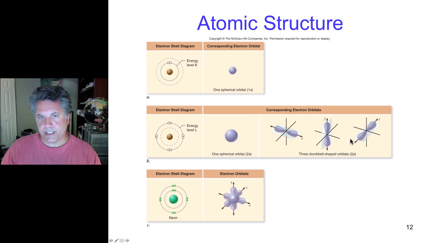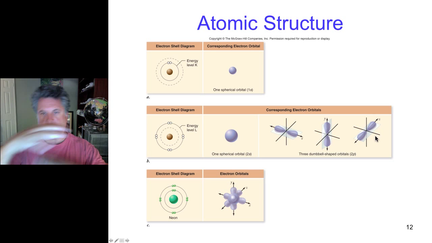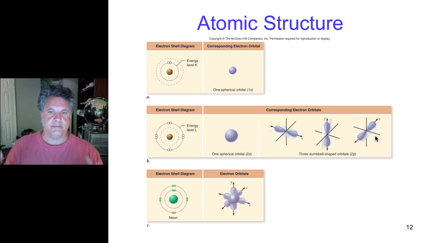Now, of course, these axes, x, y, and z, are not fixed. They are tumbling around the atom as the atom exists in space. They are not fixed, but they are orthogonal, or perpendicular, to each other. So there are 3 dumbbell-shaped orbitals called p orbitals at the second energy level, and 1 spherical orbital at the second energy level. And at the first energy level, we have 1 spherical orbital.